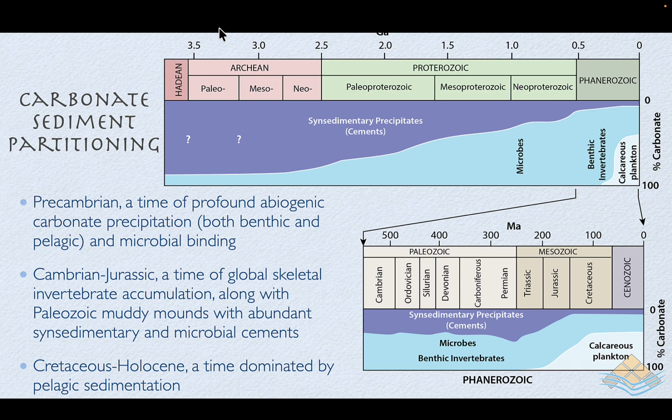We pass from the Precambrian into the Cambrian through to the Jurassic. This is a time of skeletal invertebrate accumulations across the globe. It was also a time when we had abundant muddy mounds, especially in the Paleozoic, but passing up into the Mesozoic as well. We see these somewhat deeper water mud mounds, and we'll look at this in detail in this module, where we see abundant synsedimentary and microbial cements.